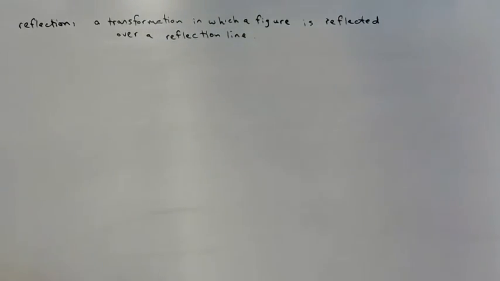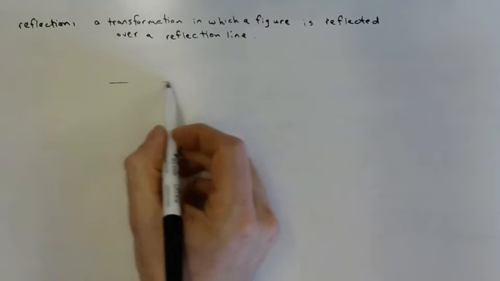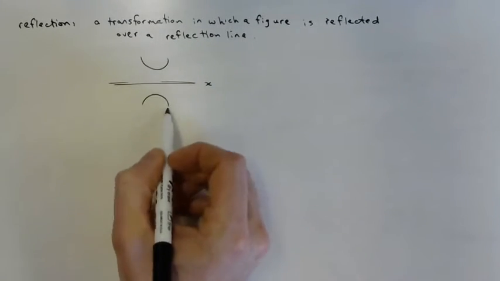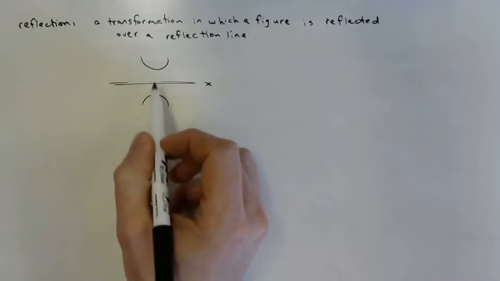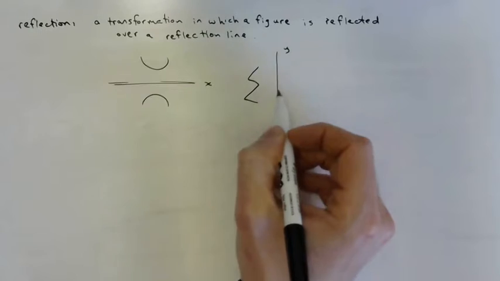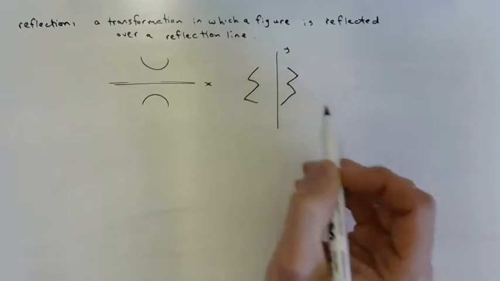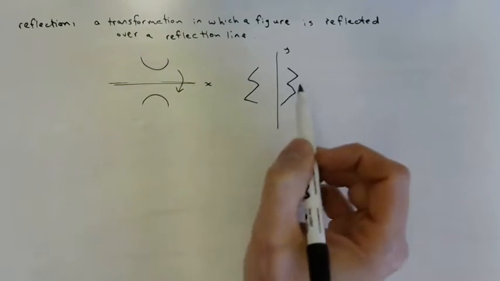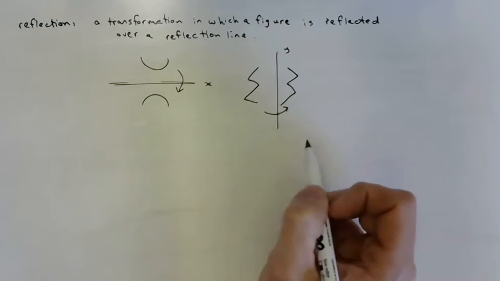you'll get a reflection over that line. Now, typically, you will reflect things over either the x-axis, in which case, that would be reflected. Or you might do it over the y-axis, in which case, this would be reflected. This is a reflection in the x-axis. This is a reflection in the y-axis.